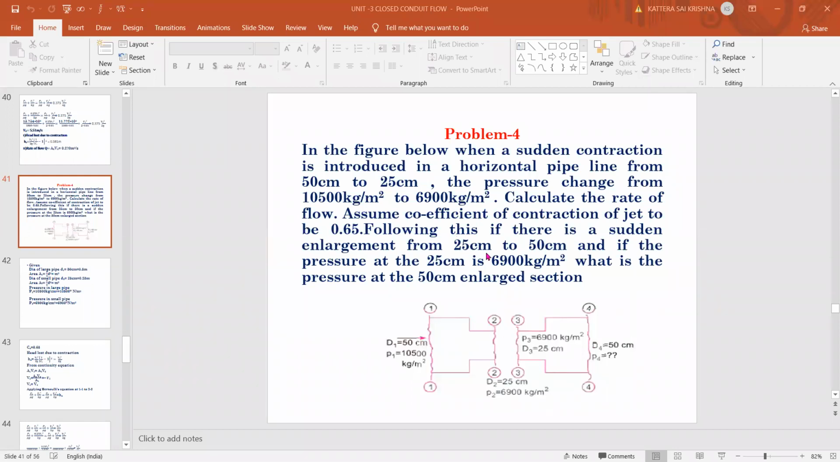Right. So after that, what is happening? Following that, a sudden enlargement is done here. So sudden enlargement is again here. P3 is given again, the same 6900 kg per meter square, and he's asking to find the pressure at the fourth section.